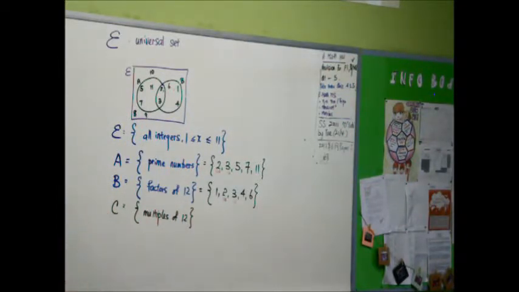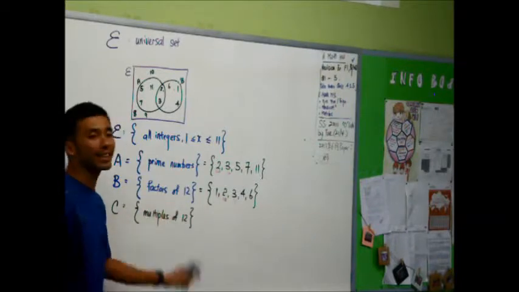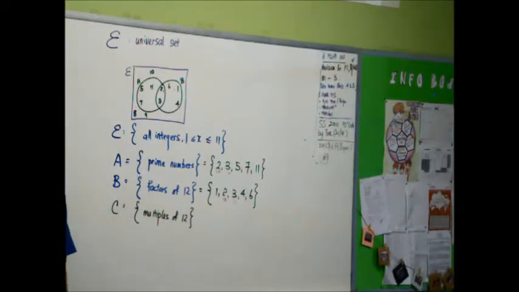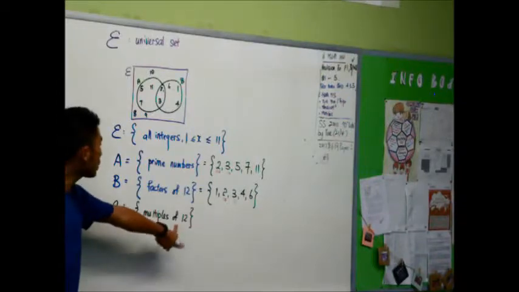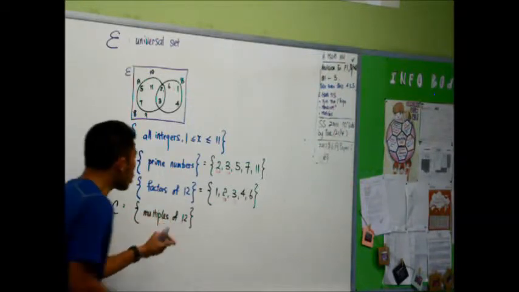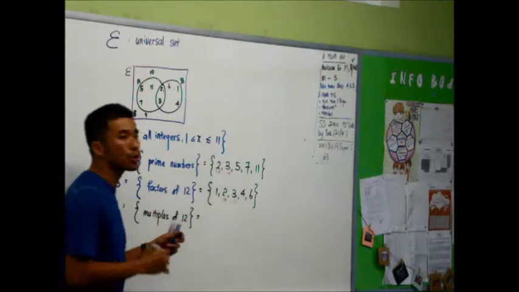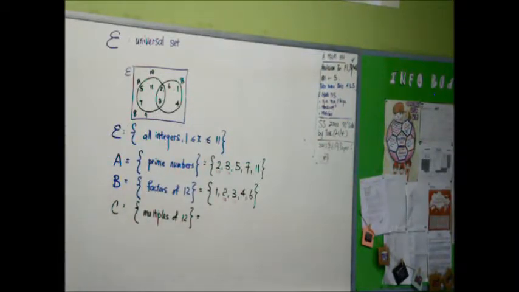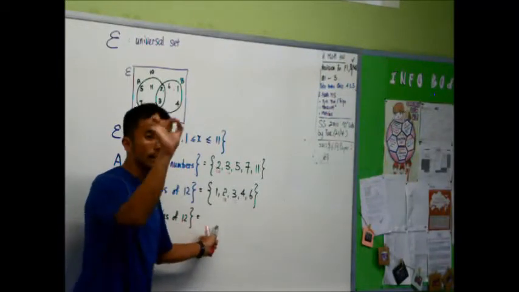What are multiples of 12? Just now we did factors of 12. What are multiples of 12? 12, 24, 36. Thank you. 12, 24, 36, 48. Are they inside my universal set? No. So if I need to list out, how should I list out? Don't list out, you get 0 marks.